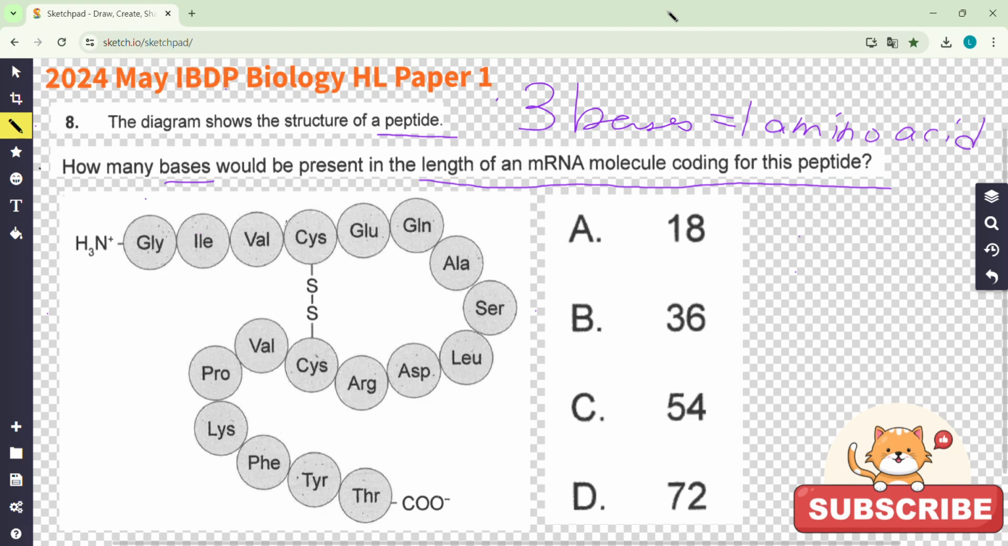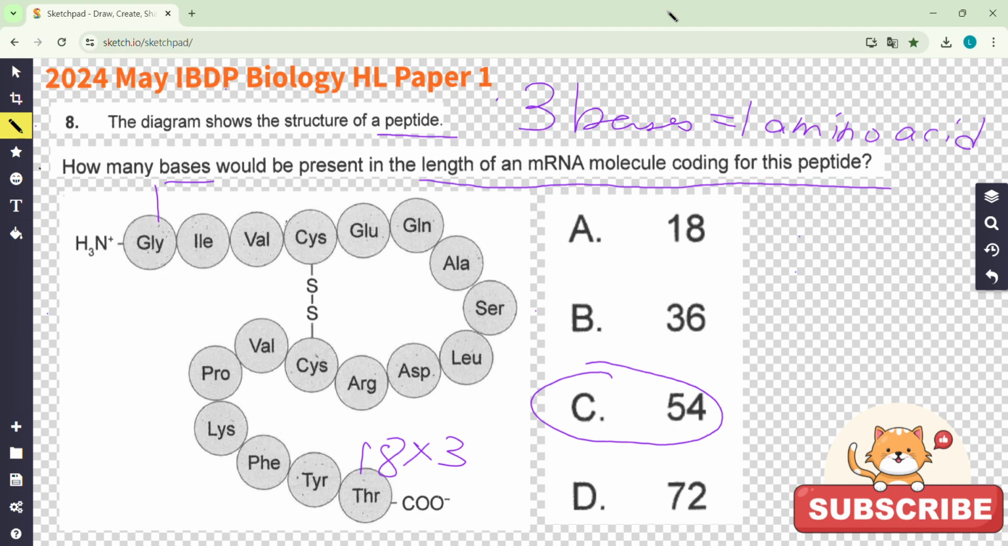So it's a counting game. So count it: 1, 2, 3. Okay, I don't want to do it. You do it, okay? What's the last one? Okay, 18. So we have 18 amino acids here, multiplied by 3. What's the answer? 54. Yeah, that's it. Okay, so you just check one basic concept.